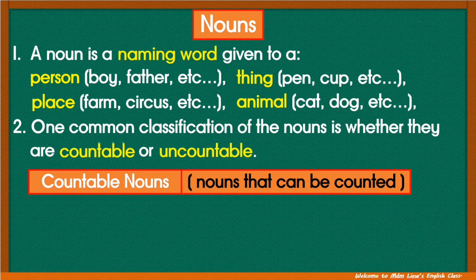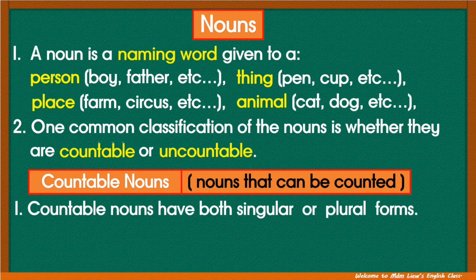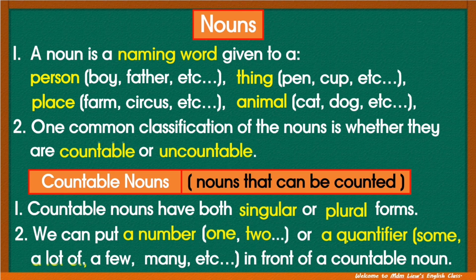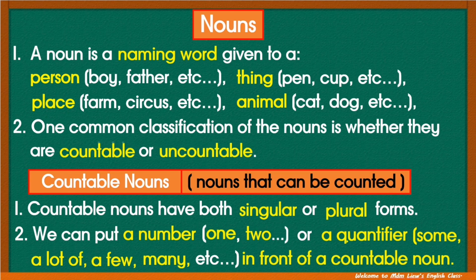Now, let's learn more about the countable nouns. Number 1, countable nouns have both singular or plural forms. Number 2, we can put a number such as 1 or 2 or a quantifier such as some, a lot of, a few, many, etc. in front of a countable noun.